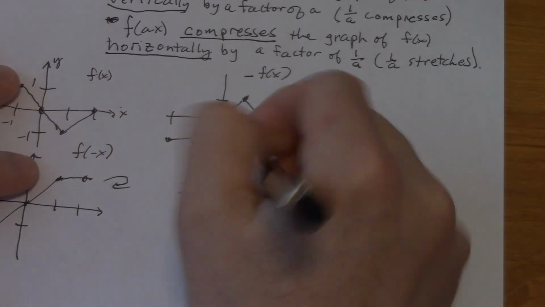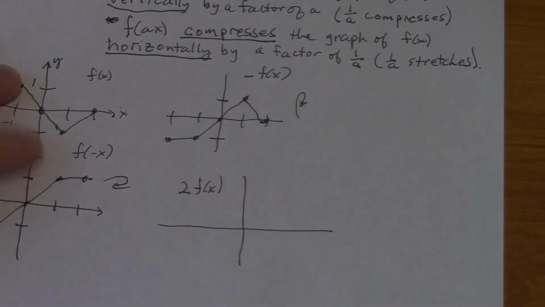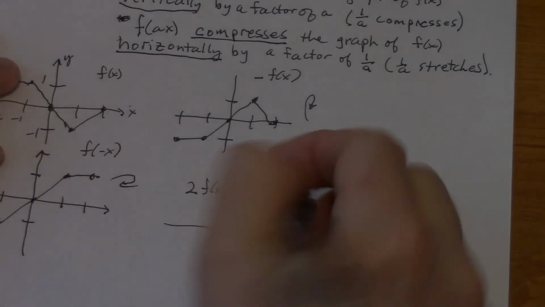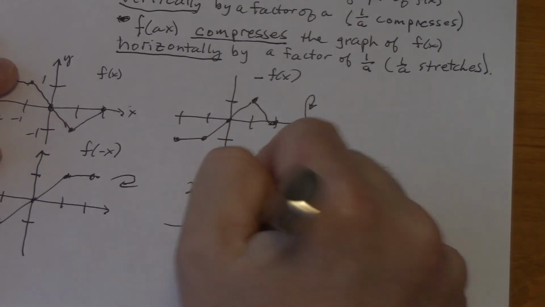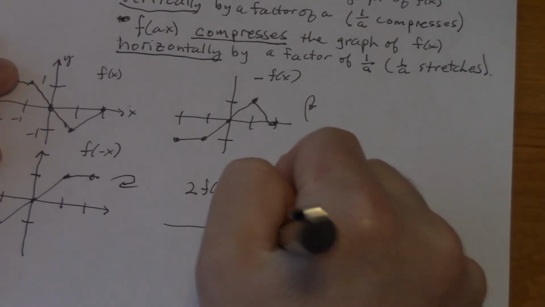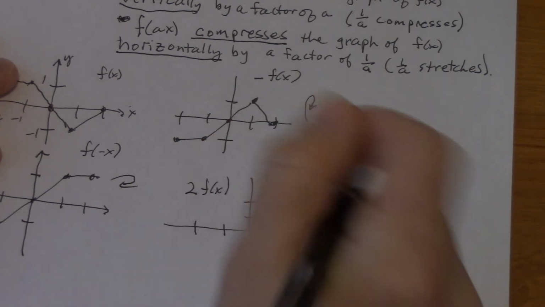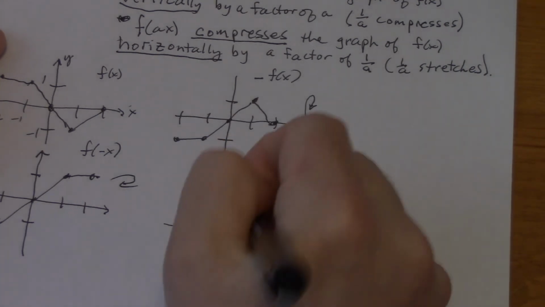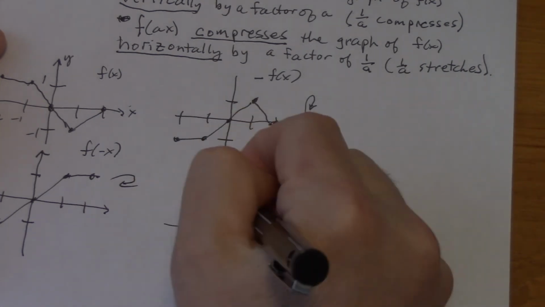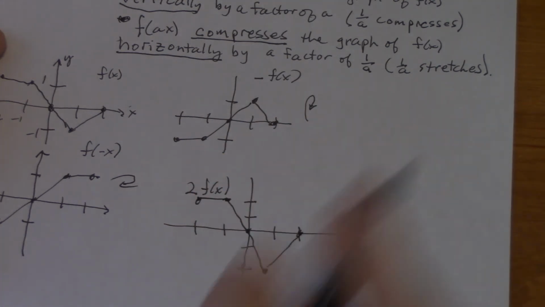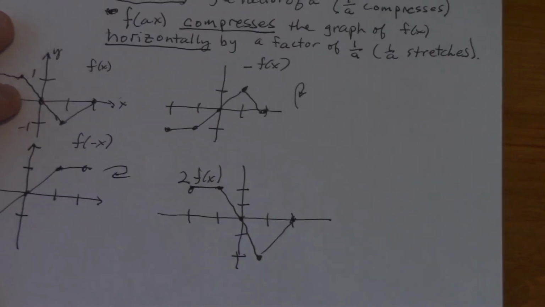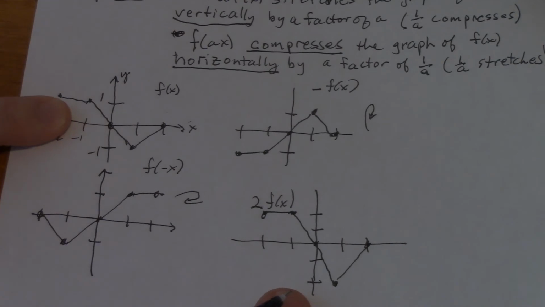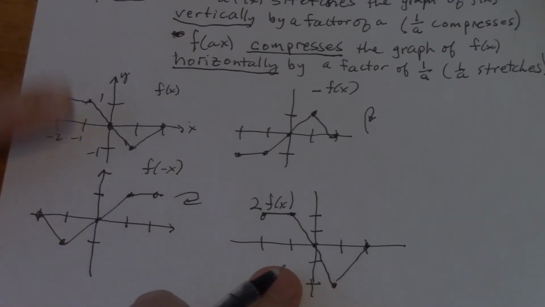And then 2f of x, what would that look like? Okay, so that means I'm changing the range. So I'm changing the y values. So I should go up twice as high and down twice as far. But notice when I do that, the domain doesn't change at all. It's just the range. So that's something that affects the range and not the domain, because it's a vertical change. Okay? So that's 2f of x. And then you can compare it to this one. Okay? Sometimes you can make it look the same, just with a different scale.